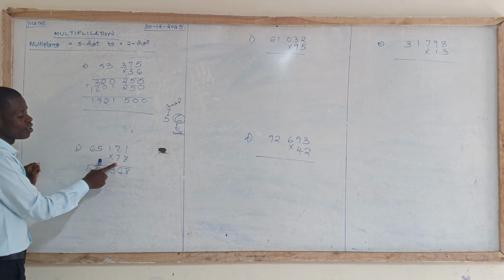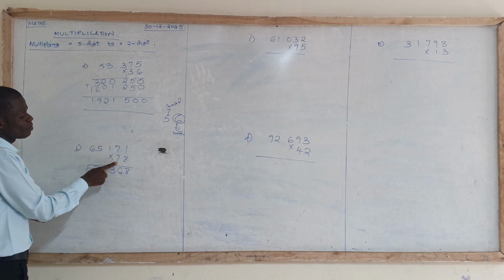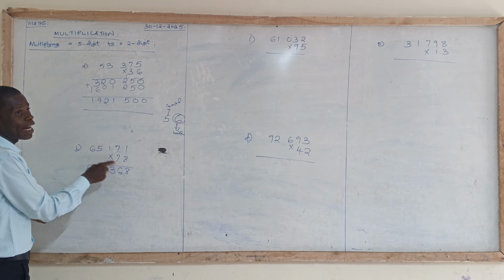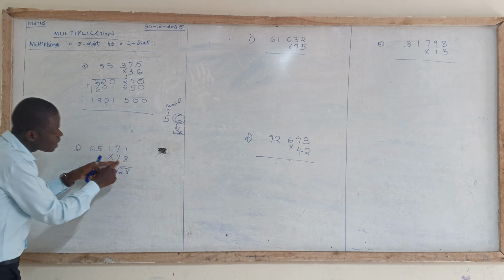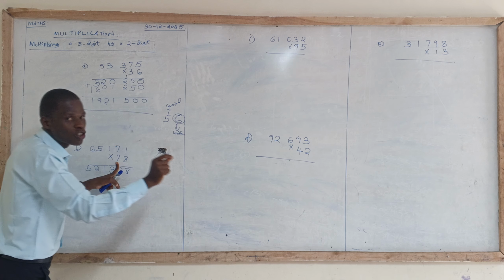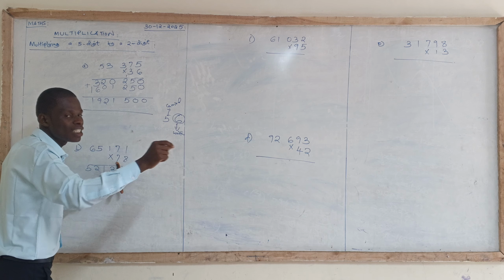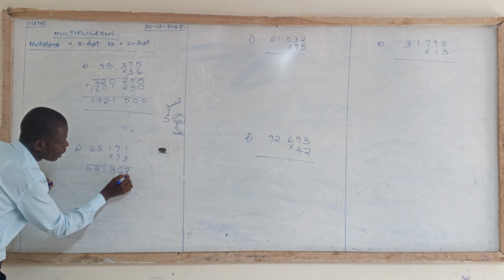So we are moving to this one, which is 7. To multiply this one, it is the tens digit. And what does it mean? It means that we are going to multiply by 70. So to show that we are multiplying by the tens digit, which is now multiplying by 70, we add 0 here.